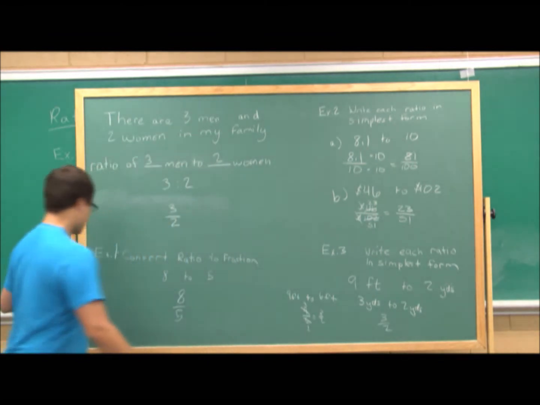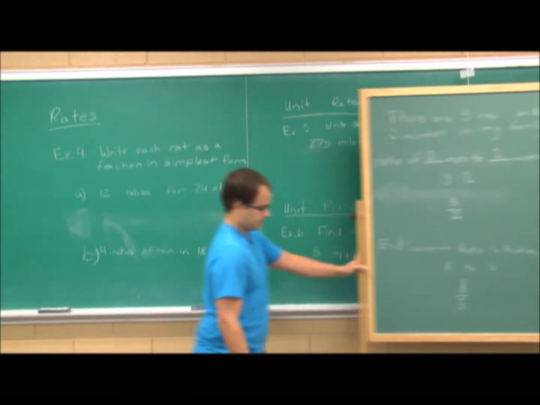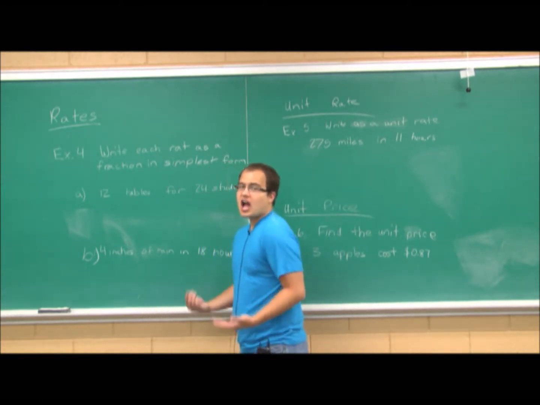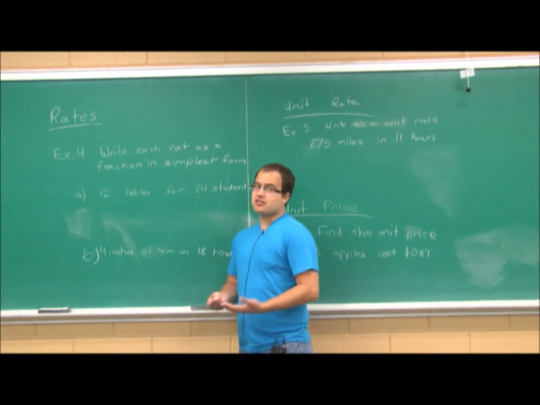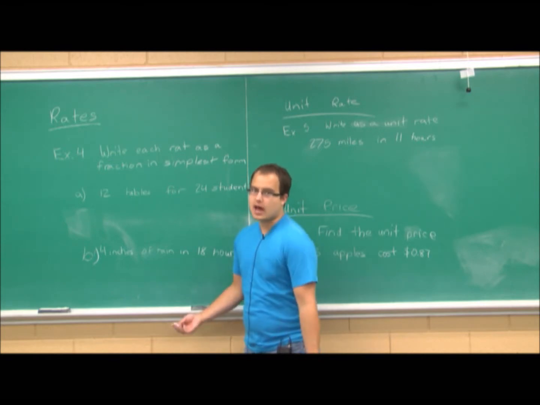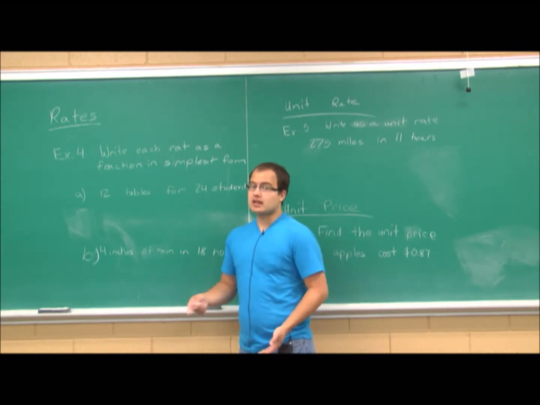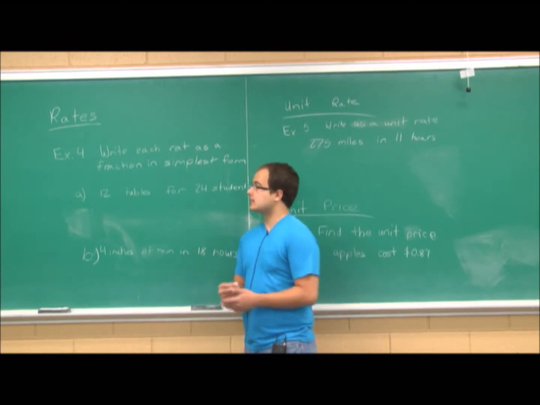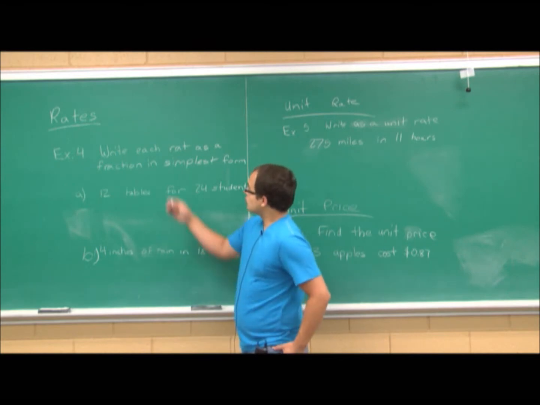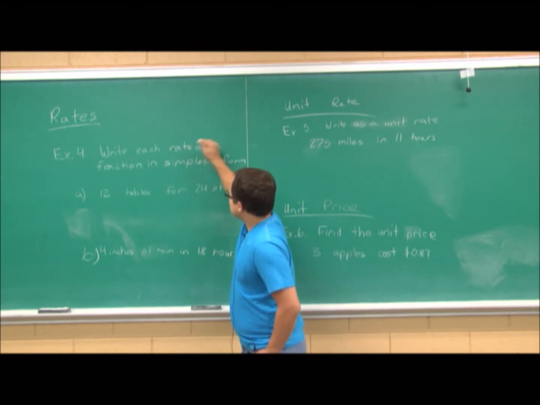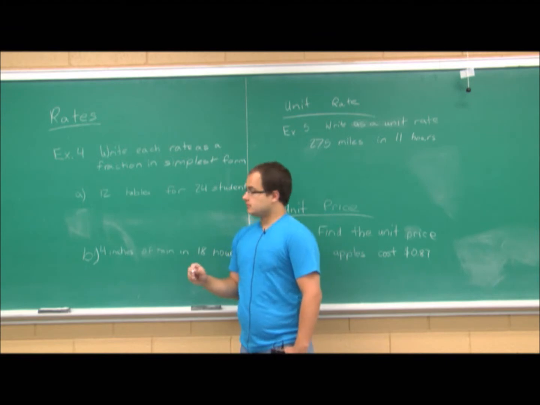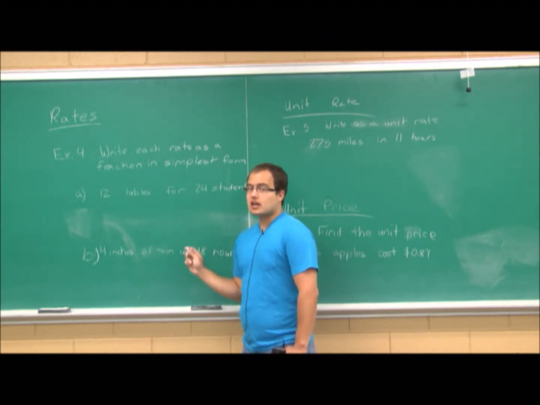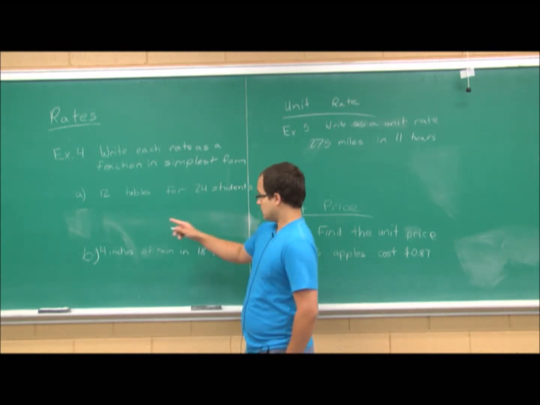Okay. Now we'll move on to rates. Rates are a special kind of ratio in the fact that their units don't cancel out. An example that you see every day is miles per hour. That is a rate. So write each rate as a fraction in simplest form. So, like I said, the units aren't going to cancel out, so we do need to include the units.